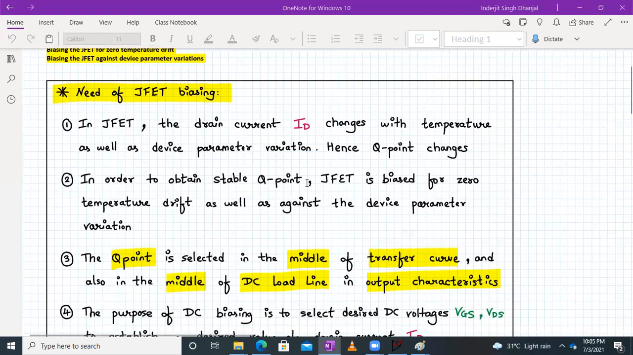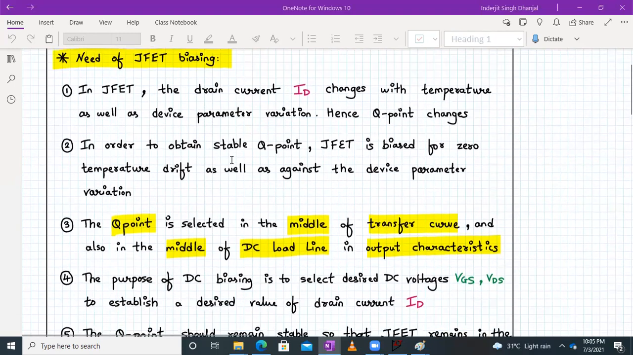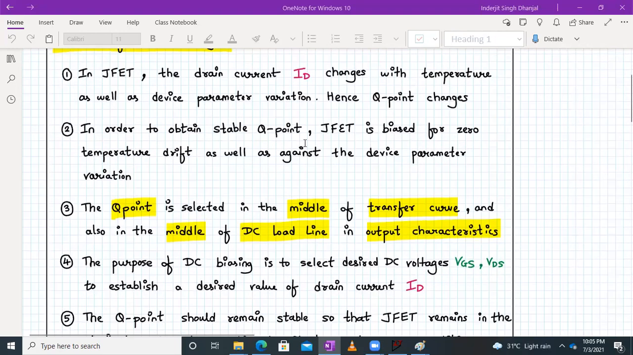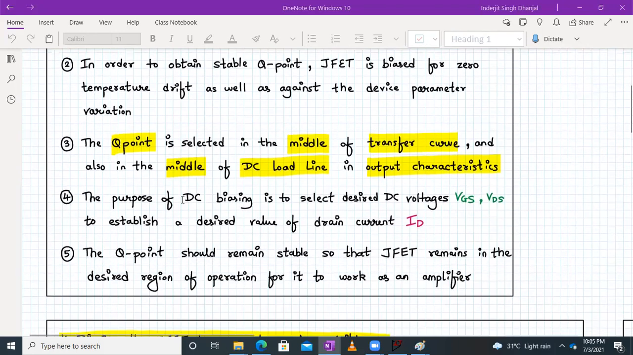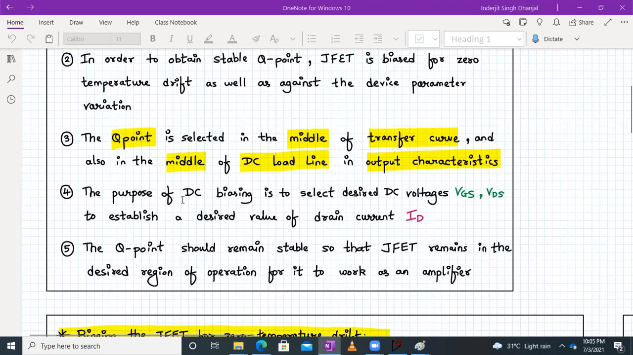Particularly in the JFET, the current ID changes with temperature as well as device parameter variation. Now what are the device parameters? We have IDSS and VP. Hence, the Q point might change. Now, in order to obtain a stable Q point, the JFET is biased for zero temperature drift as well as device parameter variation. The Q point is selected in the middle of the transfer curve or in the middle of the DC load line in the output characteristics.